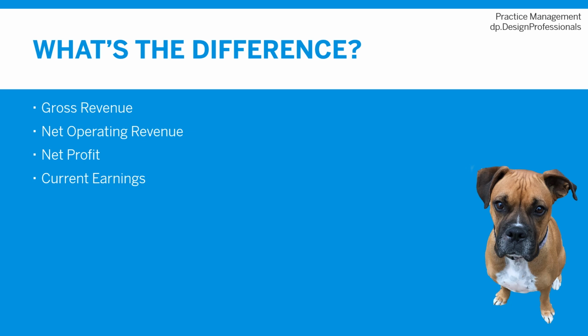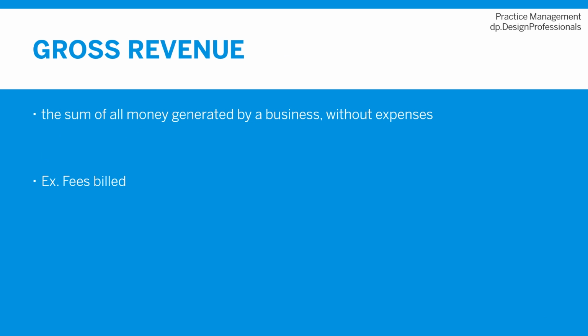First, let's start with looking at the definitions of each to begin to understand what we are dealing with. Also, pay attention to the order these are written, as it will be helpful later on. Okay, so starting with gross revenue. Gross revenue is the sum of all money generated by a business without expenses. Essentially, this is all of the money brought in by the business and not deducting any expenses. So here, we are just concerned with the money that's coming in.